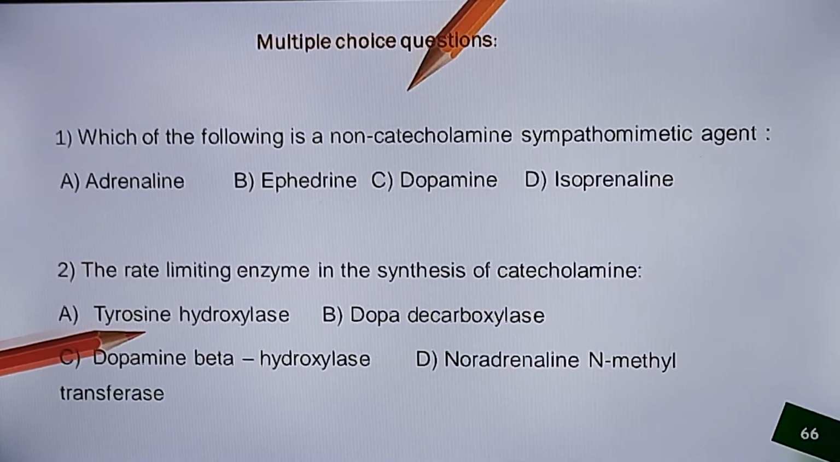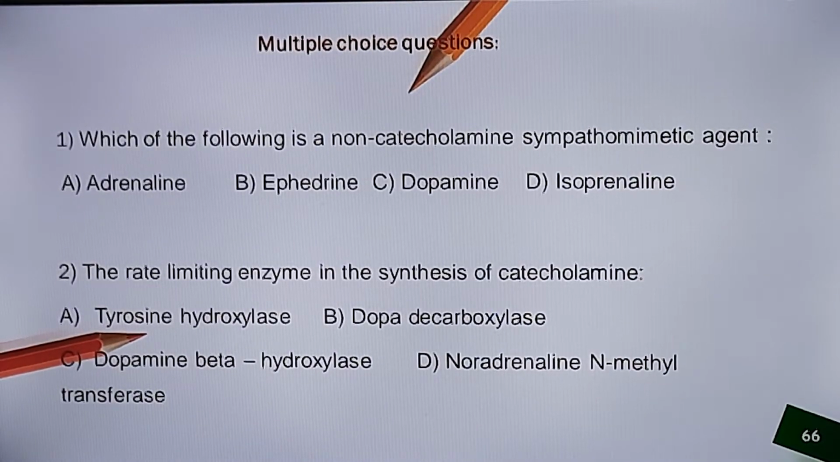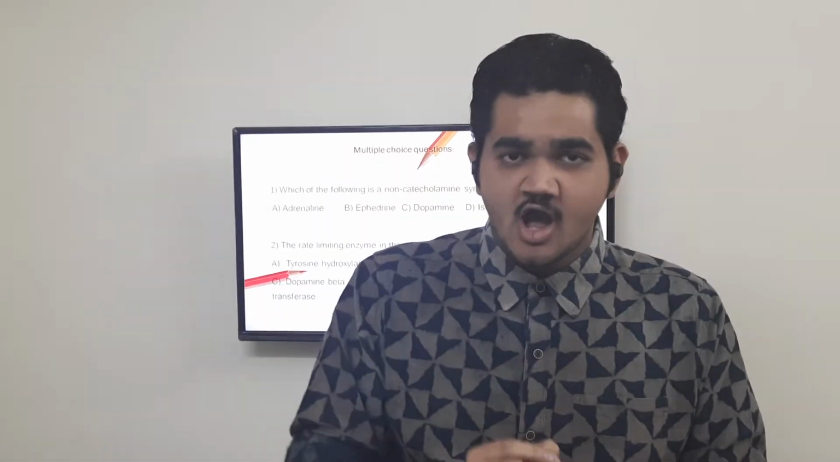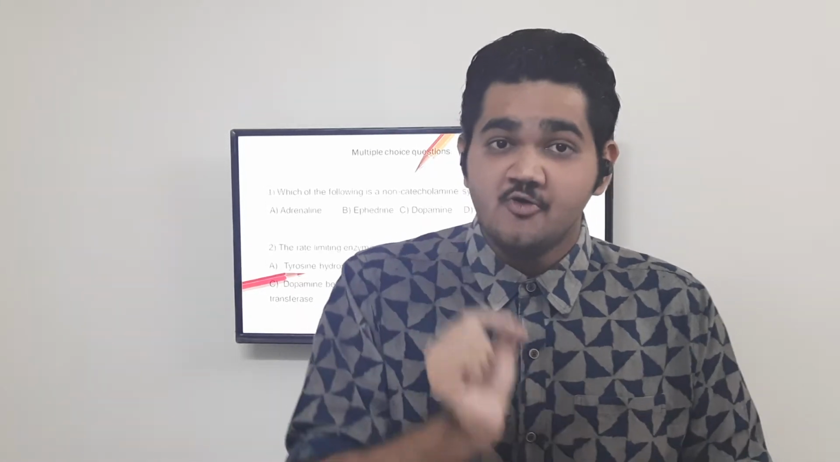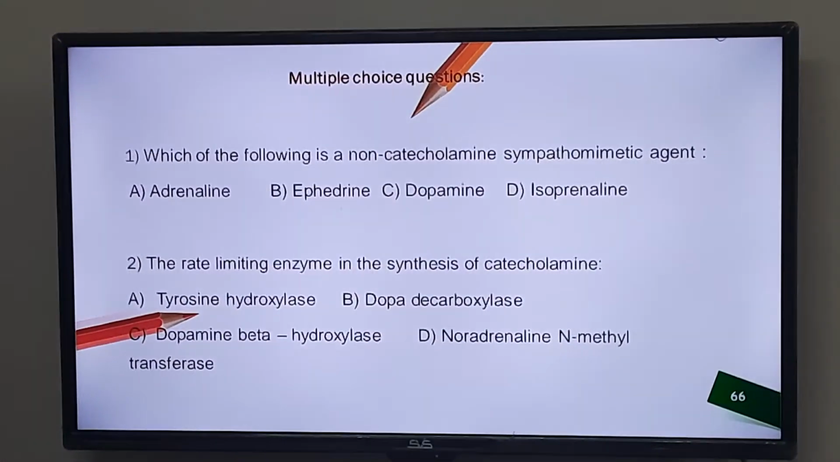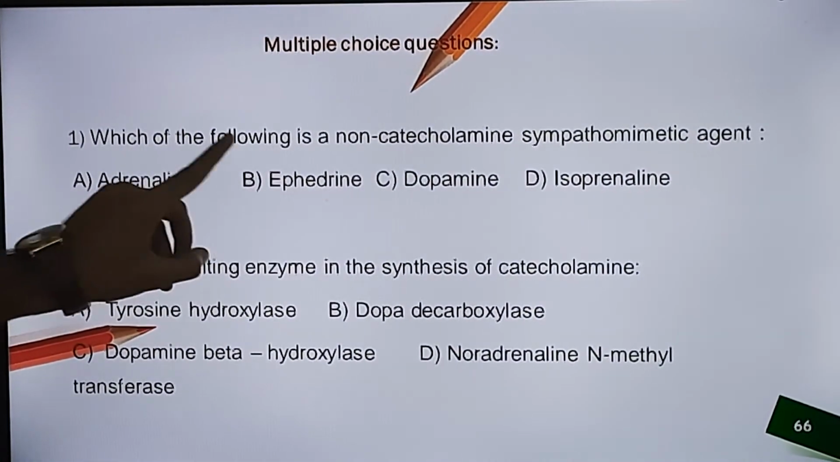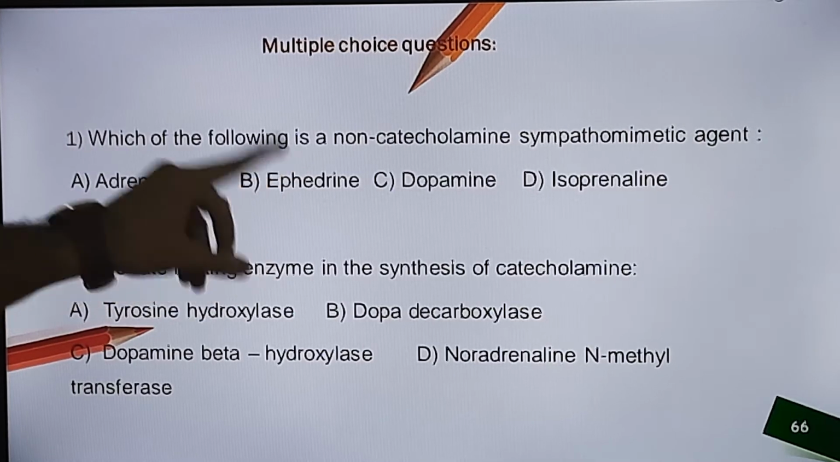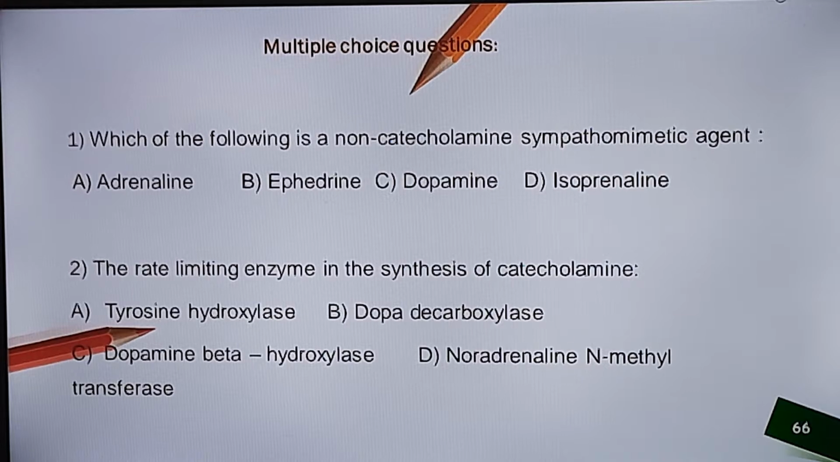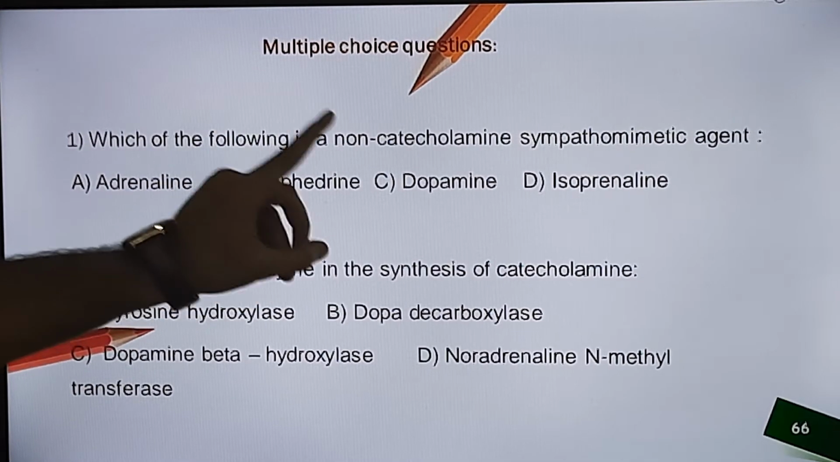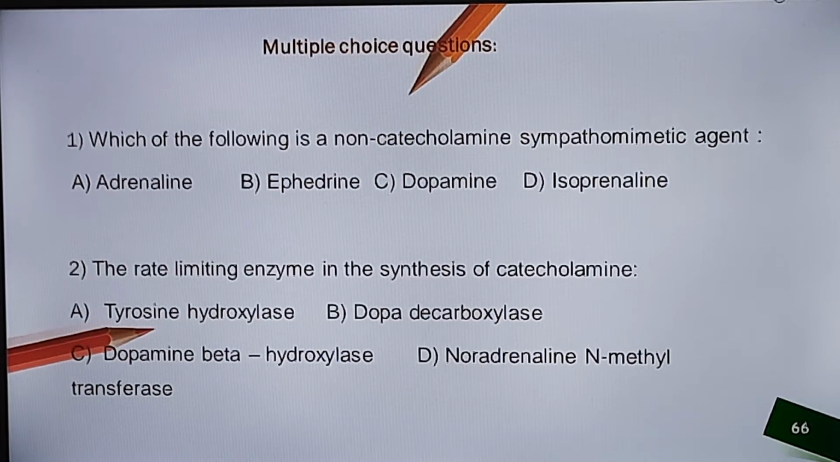Which of the following is a non-catecholamine sympathomimetic agent? Now, जब भी हम कोई भी मल्टीपल चॉइस क्वेश्चन देखते हैं, always find the keyword. जैसे हम ये क्वेश्चन को फिर से रीड करेंगे and I will tell you where to focus on. Which of the following is a non-catecholamine sympathomimetic agent? So in this particular question, non-catecholamine sympathomimetic agent is our keyword.